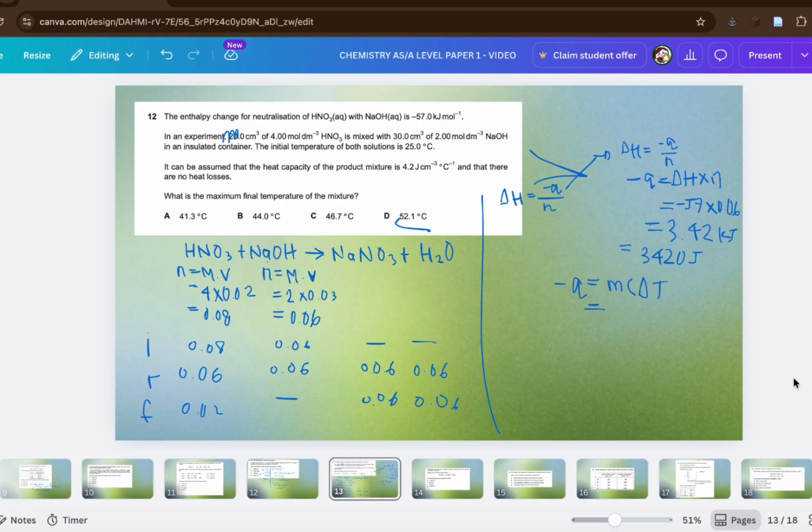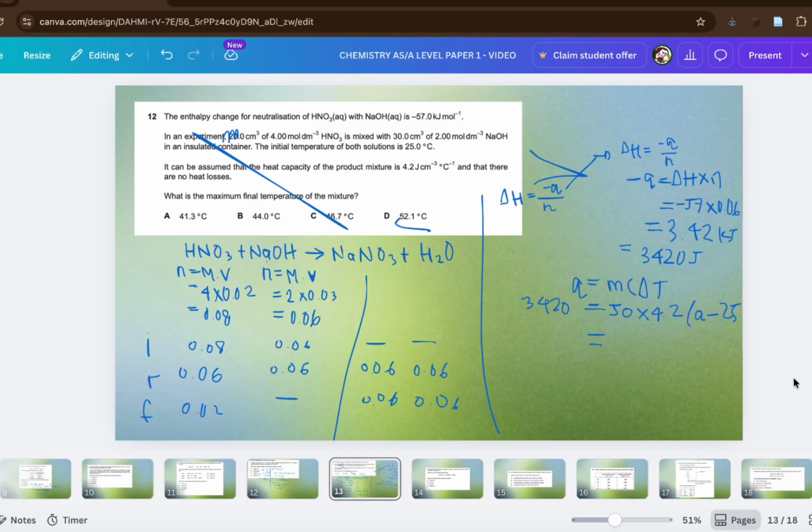Alrighty, so we'll plug in 3420 times... By the way, we won't change the mass here because the heat capacity is in cubic centimeters as well. So 4.2 times, let's say A minus 25, because 25 is the initial temperature, according to the equation.